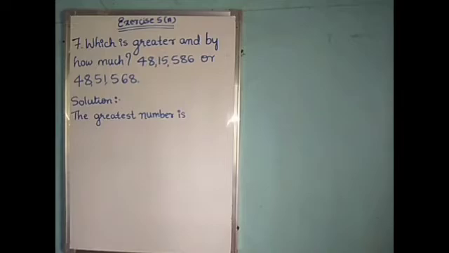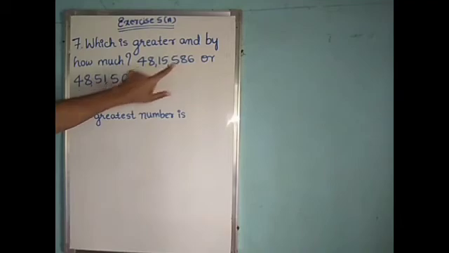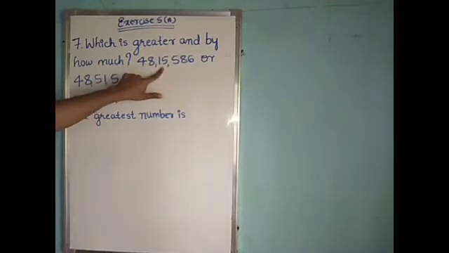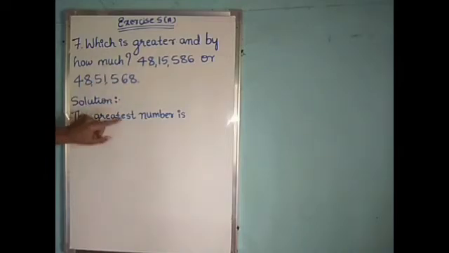Let's solve seventh one, which is greater and by how much? 48,15,586 or 48,51,568. Here first we have to find out between these which number is the greatest number. Here both the numbers starts with 48 lakh. So we have to compare next digit which is in 10,000 place. In this number 1 at 10,000 place, in this number 5 at 10,000 place. Let's compare 5 and 1. Clearly 5 is greater than 1.